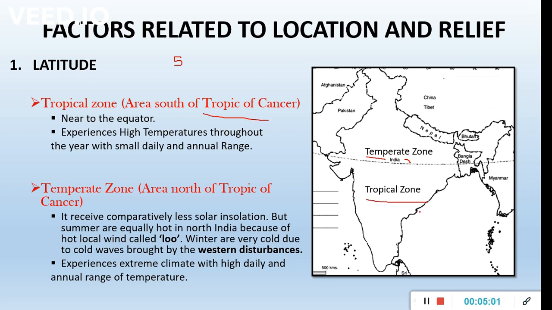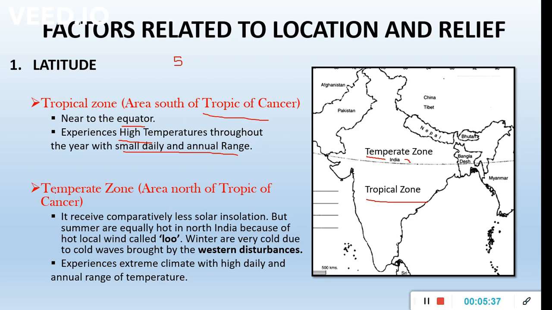This zone, the tropical zone, is near the equator. And we know that the places which are near the equator receive maximum heat of the sun throughout the year, right? And that's the reason this area which is south of the Tropic of Cancer experiences high temperatures throughout the year with a very small daily and annual range of temperature. Right? What is range? Range of temperature basically means when we subtract the minimum temperature from the maximum temperature, that is the range.